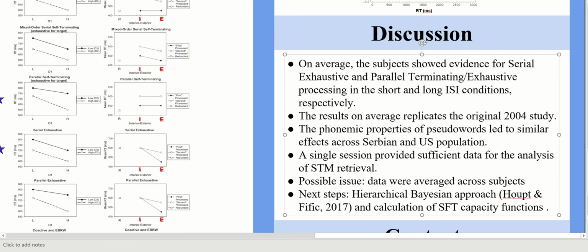So the replication results were very effective, showing a fairly similar pattern of data to what was observed in the original 2004 study. Please look at the discussion for more details.